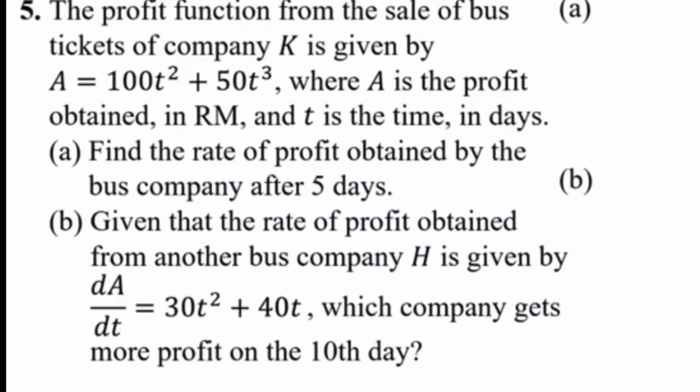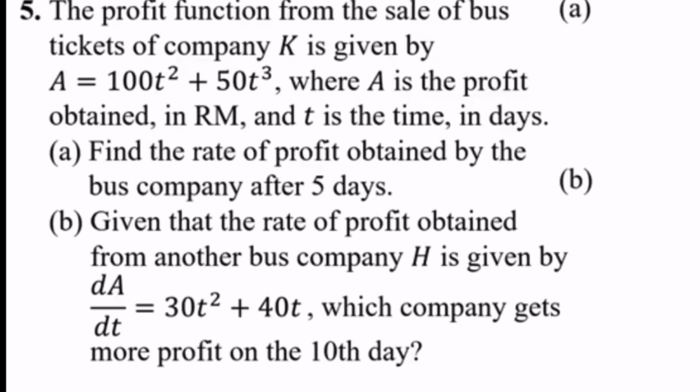It's actually a hot question. The profit function from the sales of bus ticket of company K is given by A is equal to 100t squared plus 50t cubed, where A is the profit obtained in ringgit Malaysia and t is the time in days. Find the rate of profit obtained by the bus company after 5 days. Given that the rate of profit obtained from another bus company H is given by dA/dt equal to 30t squared plus 40t. So which company will get more profit in the 10th day?